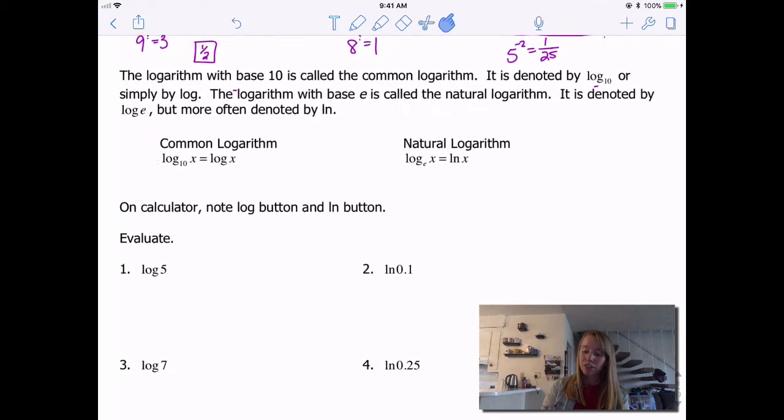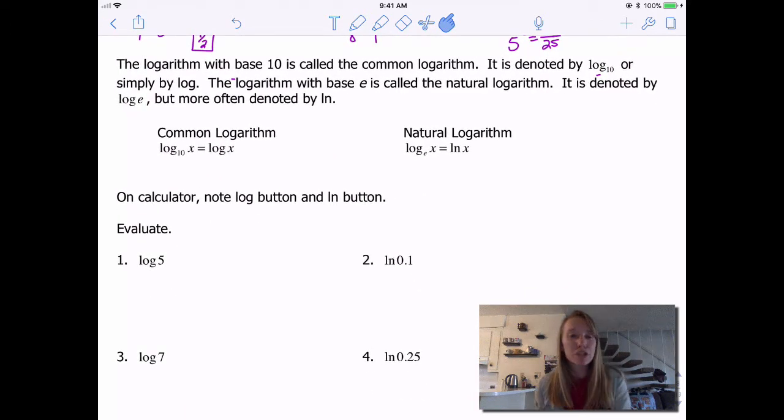There's a couple special logarithms. They're only special because they come up so often that your calculator gave them a button. So a logarithm with base 10, you can think like when things are base 10, we can count them on our fingers. So the base 10 logarithm comes up so much that they call it the common logarithm.